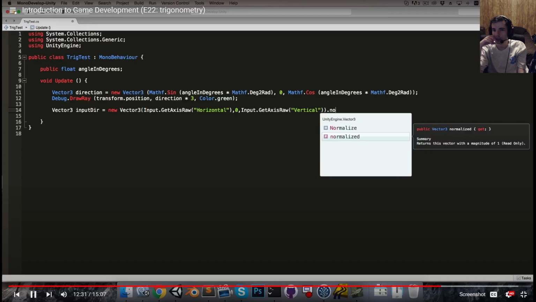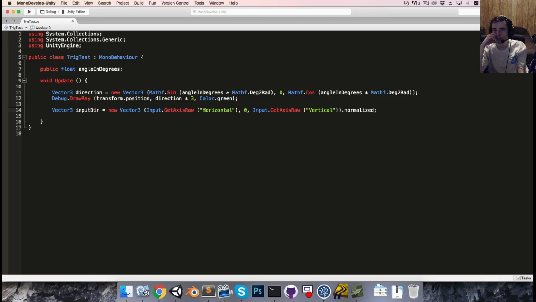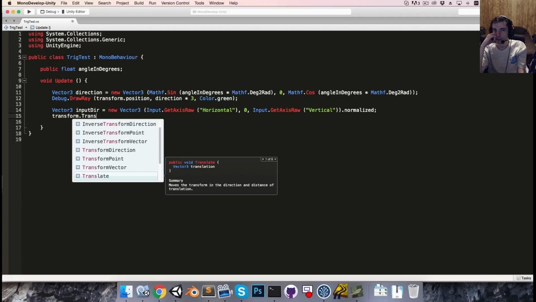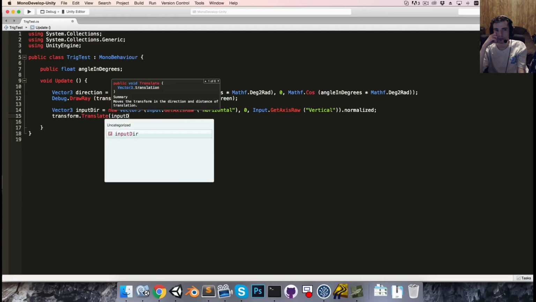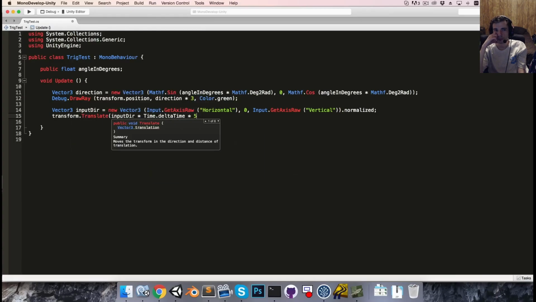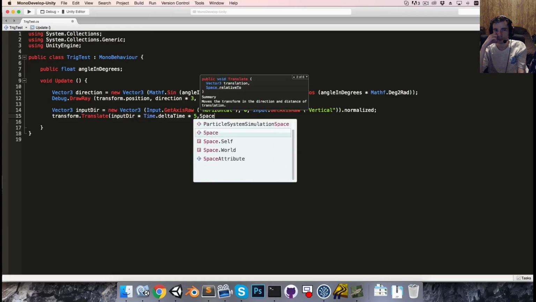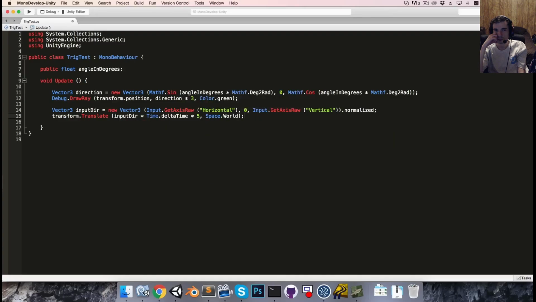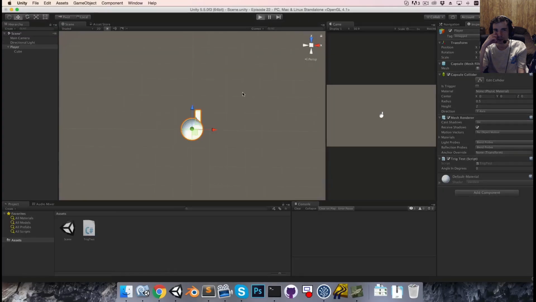And we can now normalize that to give it a magnitude of 1. You know what I mean? So it's a proper direction vector. And then we can move our character around with transform.Translate input direction multiplied by Time.deltaTime. Let's just give it a speed of 5, say. And then this should be relative to the world. Okay, so if we try that out, let's press play. You can use the arrow keys now to move the character around.